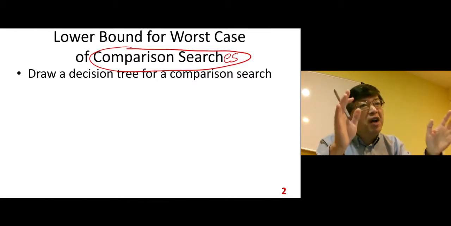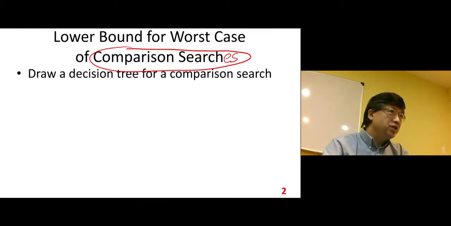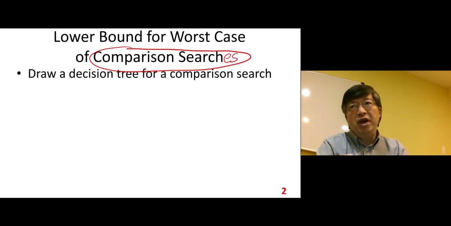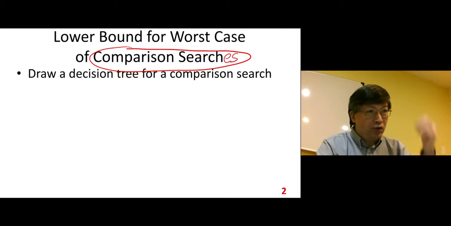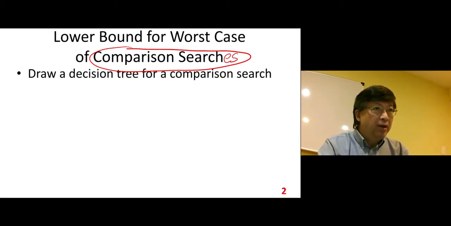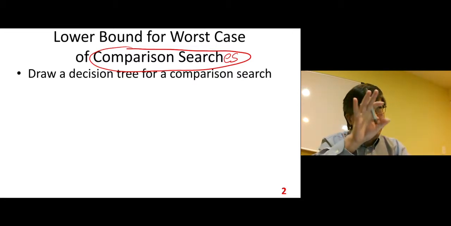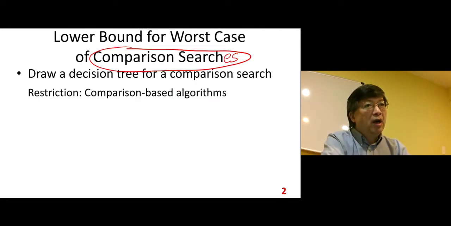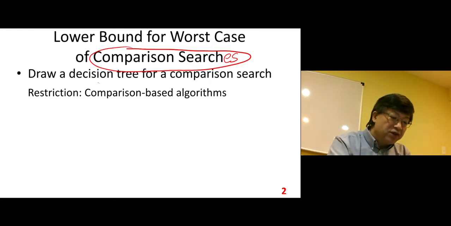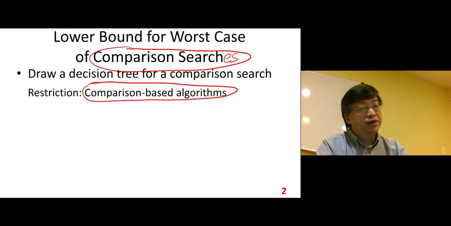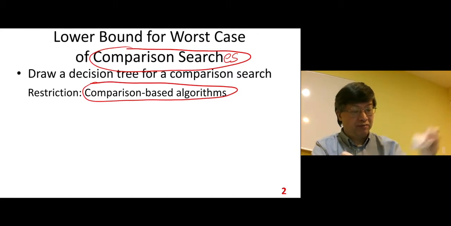We want to draw a general decision tree here, just like we drew a general decision tree for a comparison sort. But here we put an important restriction: comparison-based algorithm. Don't forget this, comparison-based algorithms. Otherwise, you will get the wrong conclusion. Comparison-based. Okay?